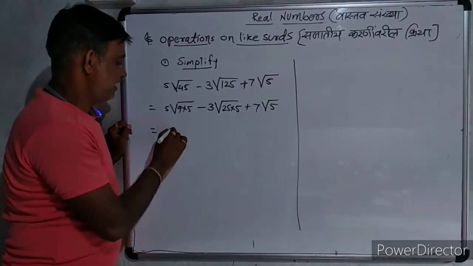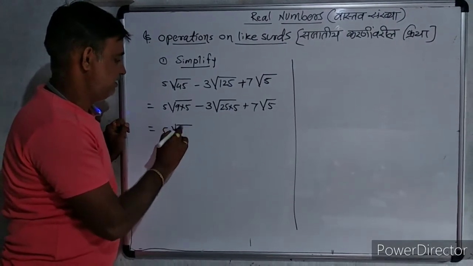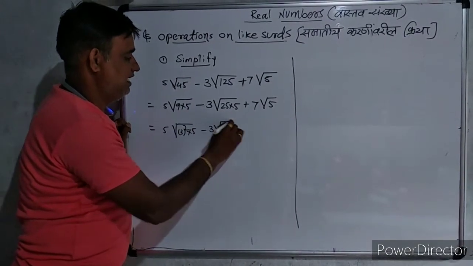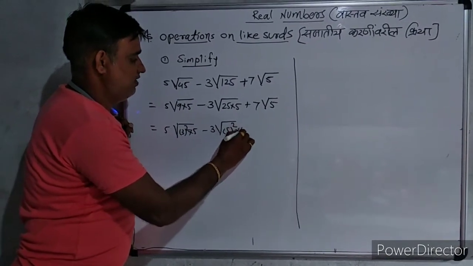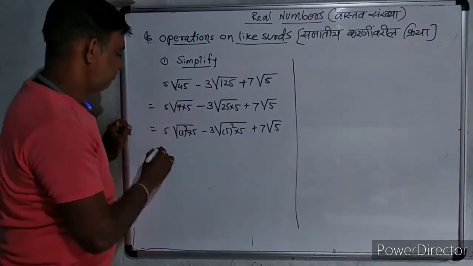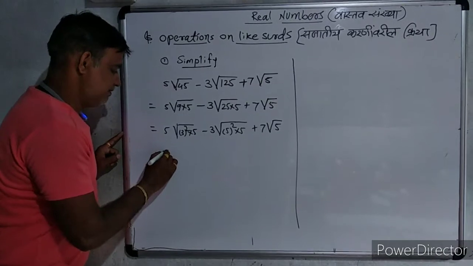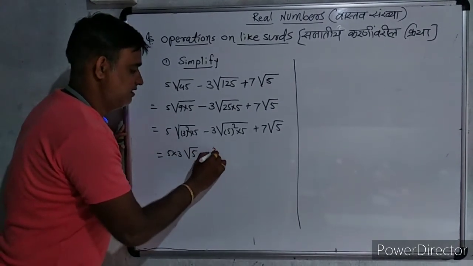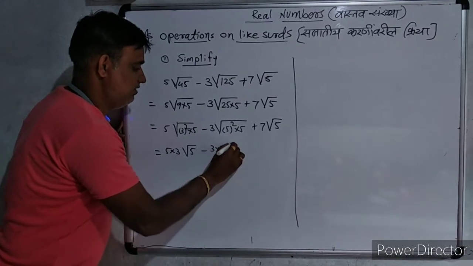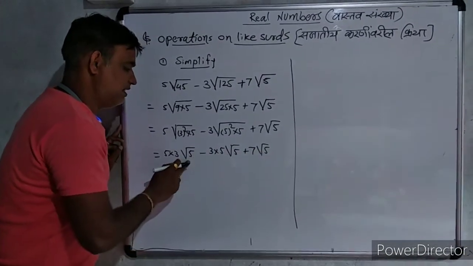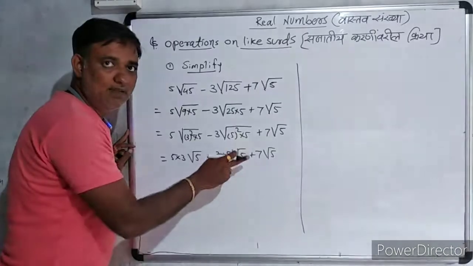Now next step, 5 in radicand 3 square into 5 minus 3 in radicand 5 square into 5 plus 7 into radicand 5. Order power same, so 5 into 3 radicand 5 minus 3 into 5 radicand 5 plus 7 into radicand 5. Now their radicand is same, order is same, they are like surds.